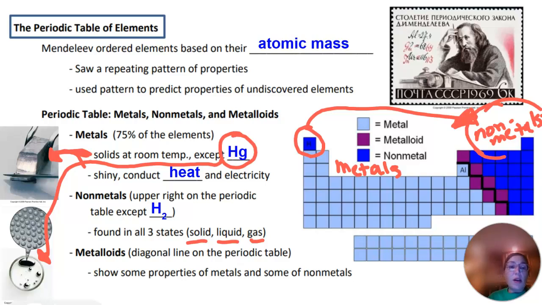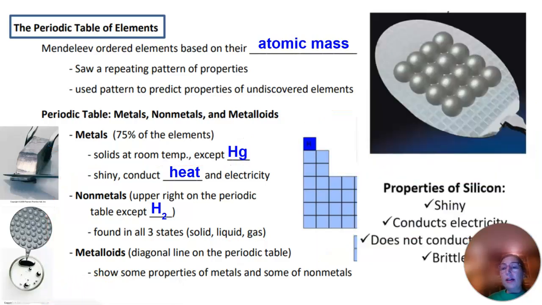Metalloids are part of this diagonal line of elements on the periodic table, above and below the darker line. Metalloids here are found in purple. Metalloids are really interesting in that they have some characteristics of metals, some of nonmetals, and some of their characteristics are in between. For example, they can be semiconductors, so they can conduct a little bit. Silicon is a classic example of a semiconductor.